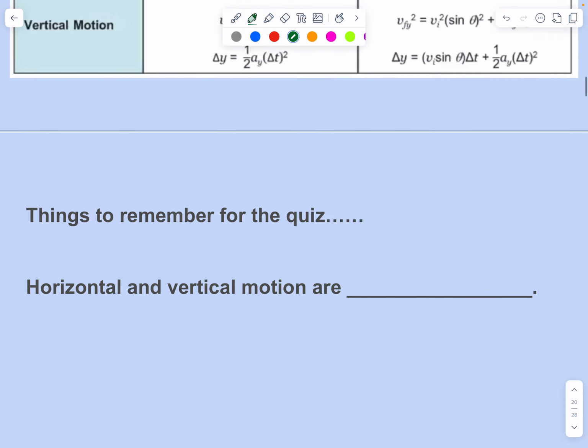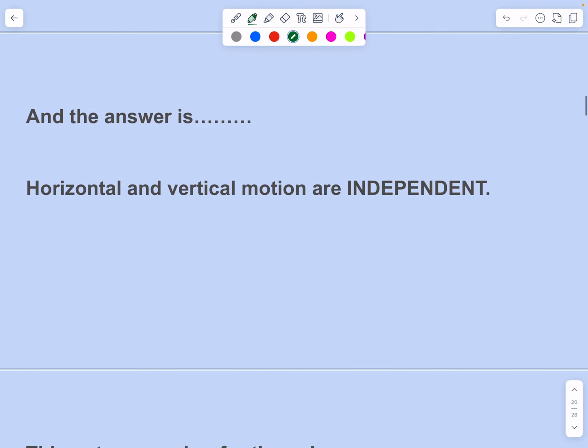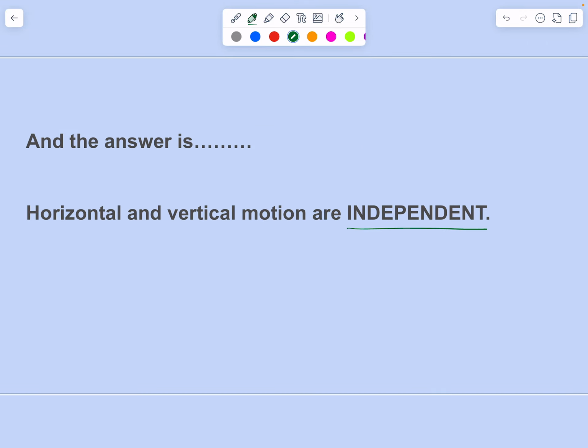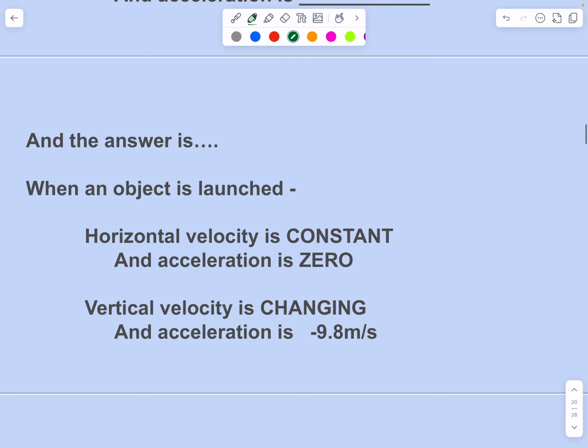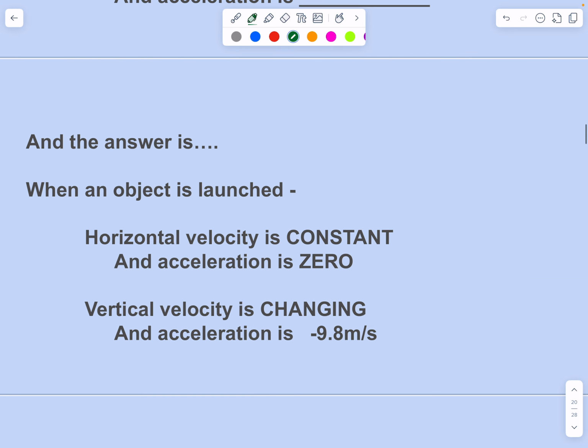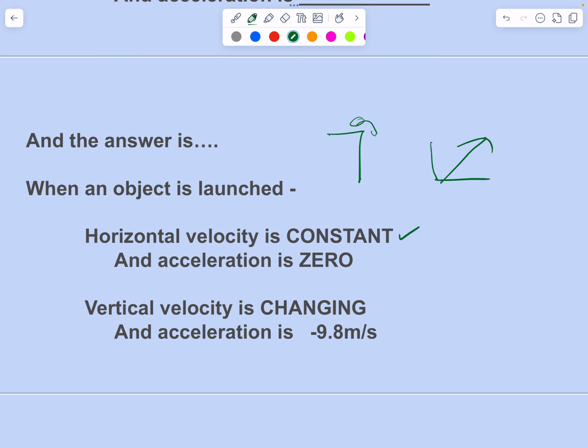So let's take a look at some review. We said that horizontal and vertical motion are independent. The vertical motion is going up and down and does not affect how the side to side goes. When an object is launched, whether it's rolling off a cliff horizontally or being launched at an angle, that horizontal velocity is constant and acceleration is always going to be 0. So our horizontal vectors are the same all the way through, and it's not accelerating. It's just going to be 0.